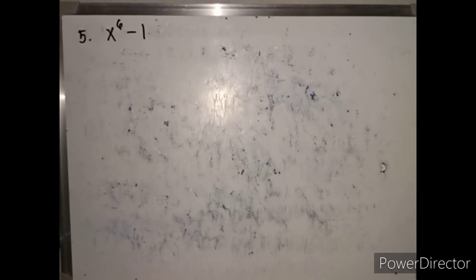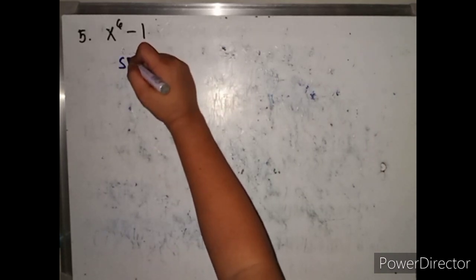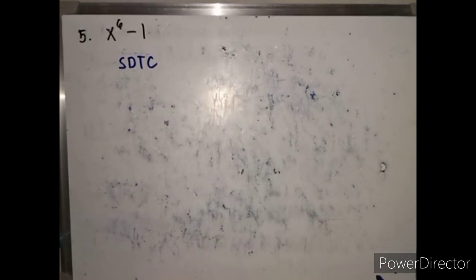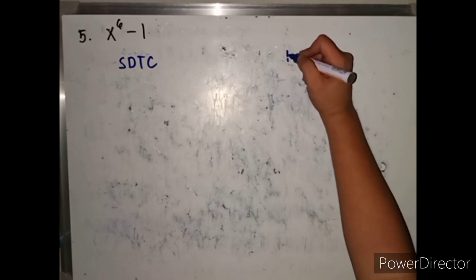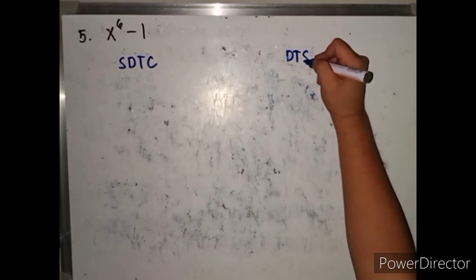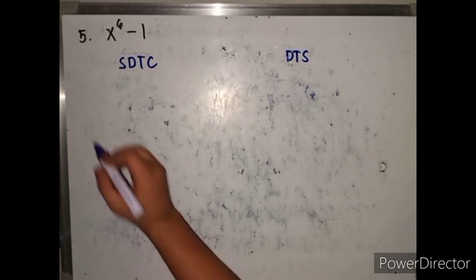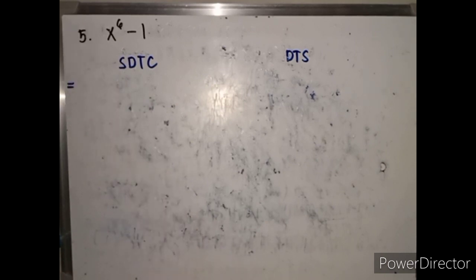Let's now have the last example, which is example number 5, x to the 6 minus 1. Okay, kung i-analyze natin yung given, pwede tayong mag-start in two different ways. No? So, tignan natin kung paano. Pwede tayong mag-start ng SDTC kasi siya ay pwede ring sum or difference of 2 cubes. Pwede rin naman tayo dito sa DTS, difference of 2 squares, kasi pwede rin siya sa square. Okay, tingnan natin kung anong mas magandang method or saan mas okay.